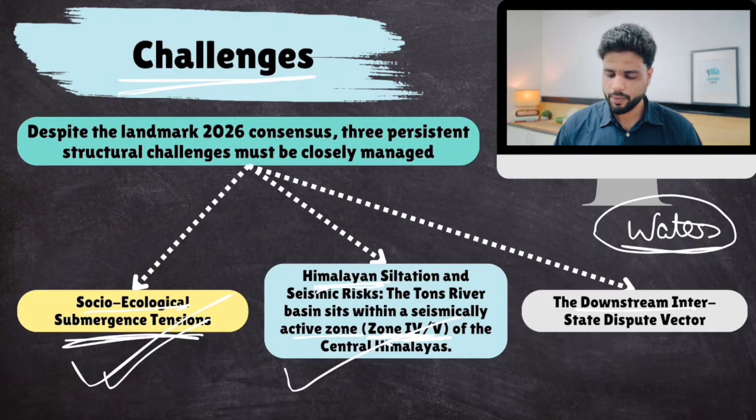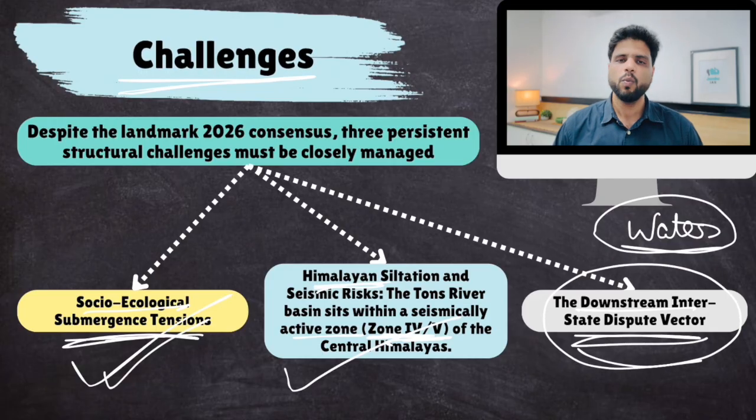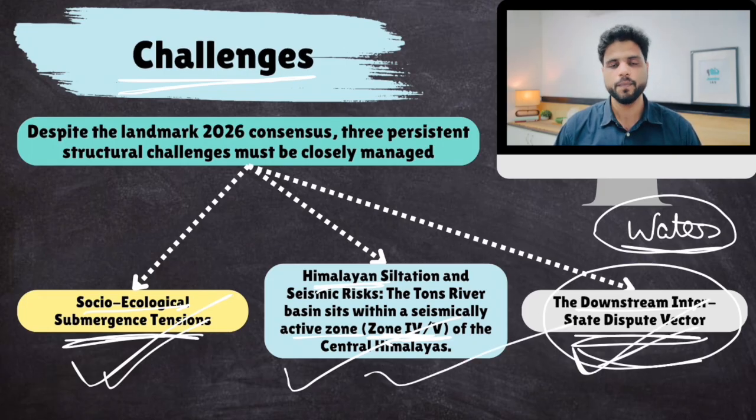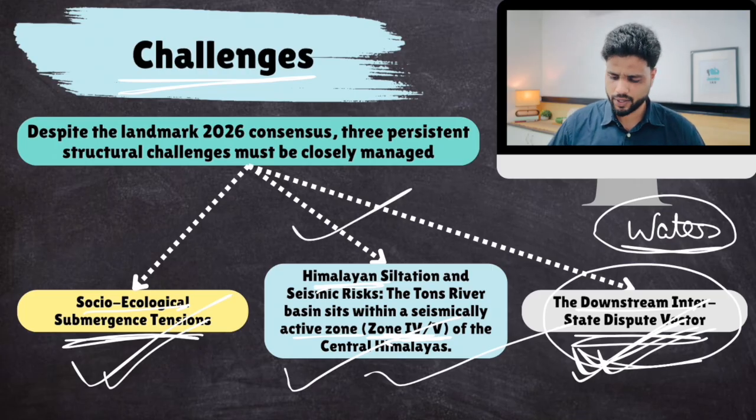Then the downstream interstate dispute vector. Well, how much water should be shared from this dam between different states? All of this is a problem. I mean, this is a challenge basically. How much water? This can lead to river water disputes. So let's see what happens in future, but that's about it.